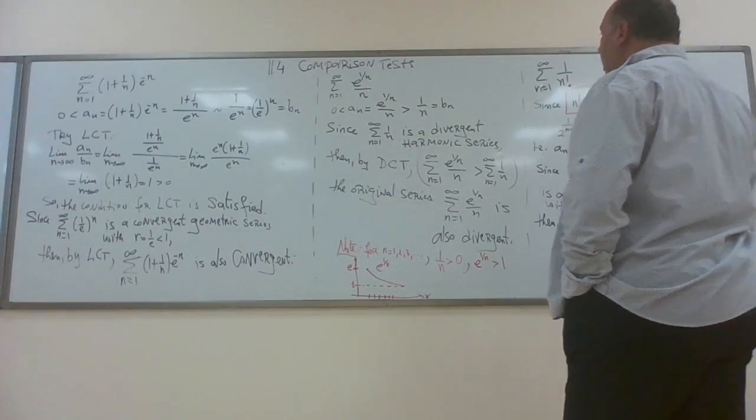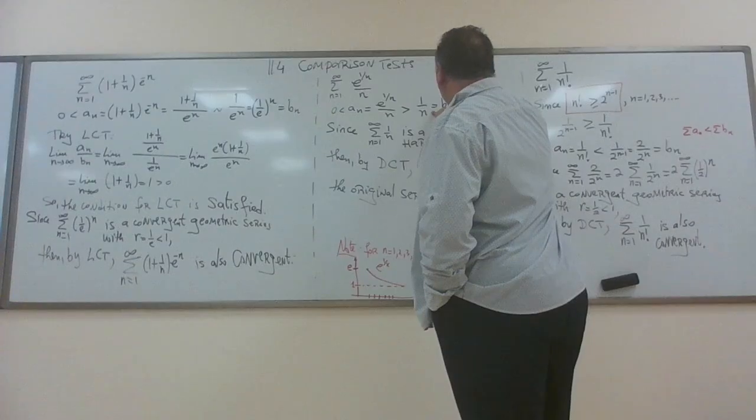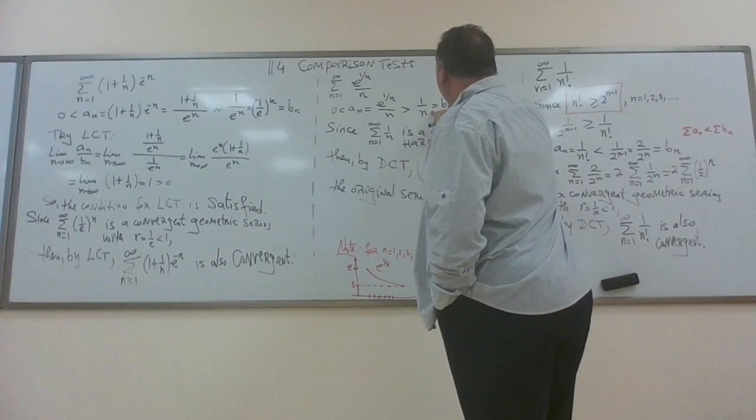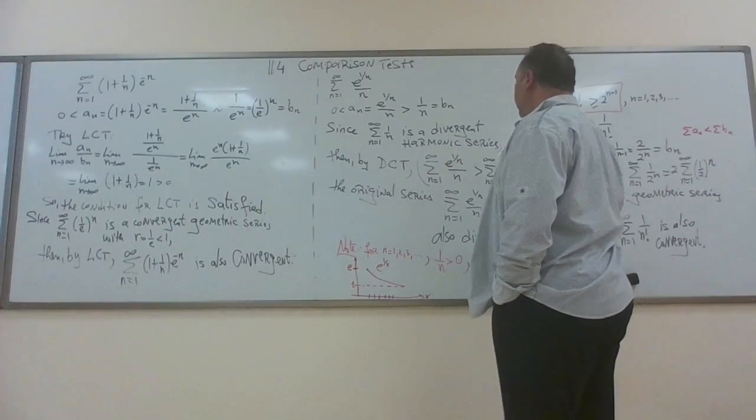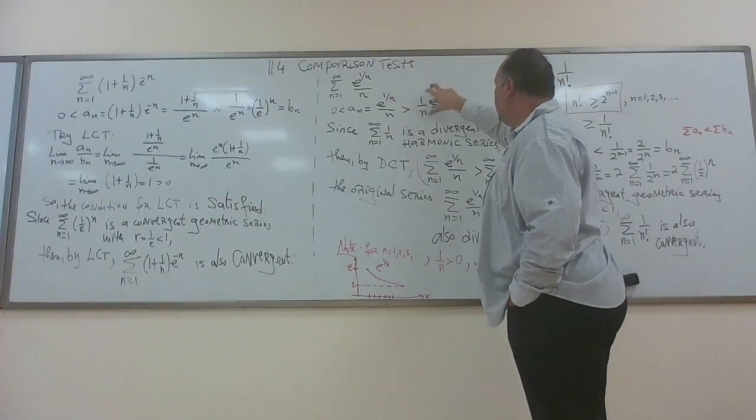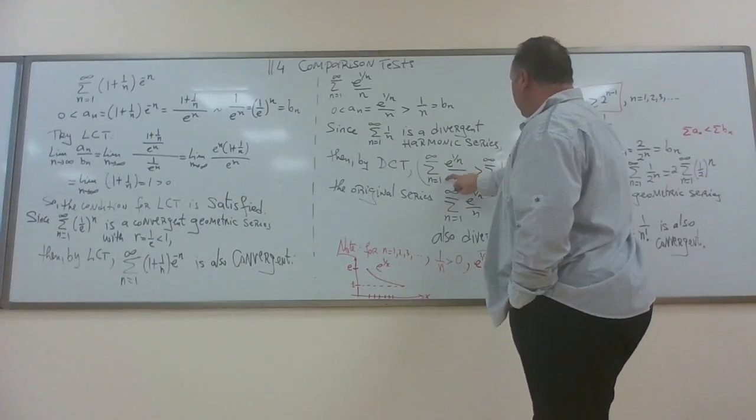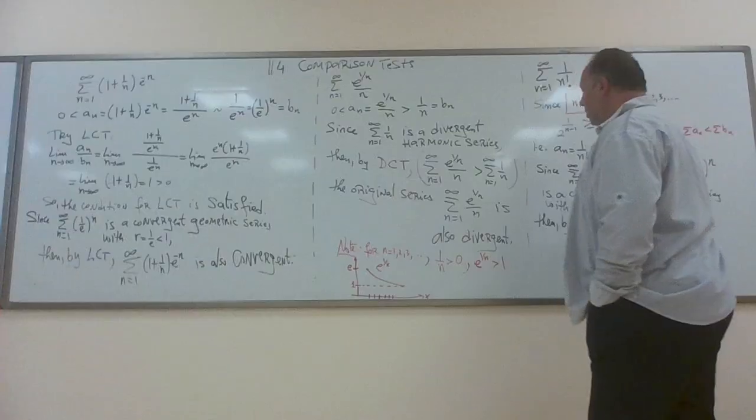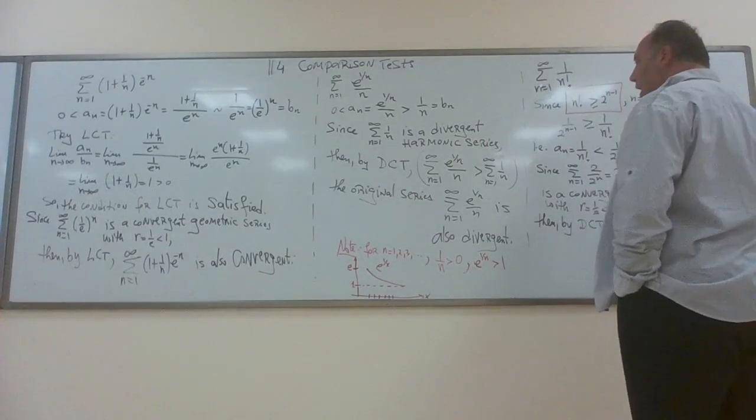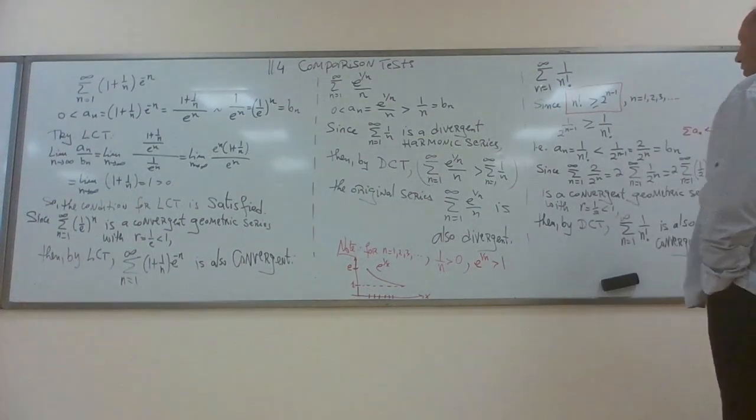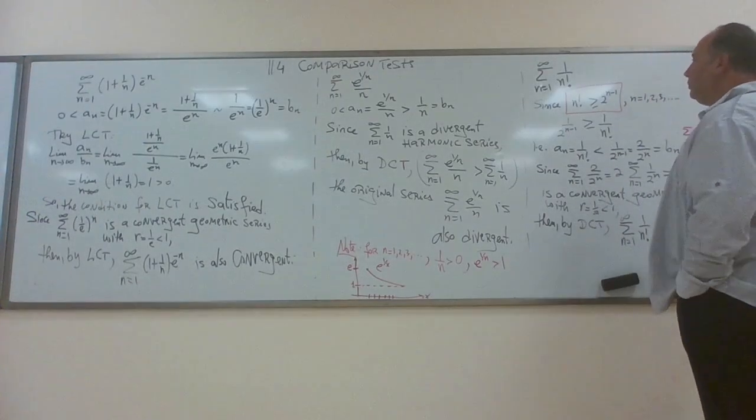Now here, what happens is this guy here is divergent because it's the harmonic series. We know that. So by direct comparison test, our series is bigger than the harmonic series. So the original series is bigger than the harmonic series, and the harmonic is divergent. Therefore, by direct comparison test, our original series is divergent as well. So just a simple observation, nothing special there.